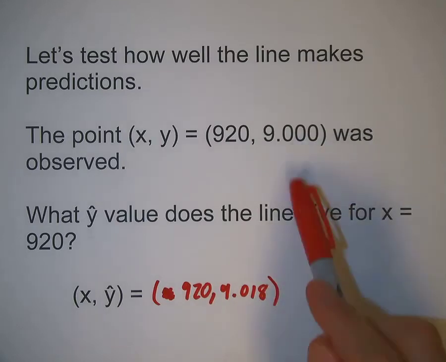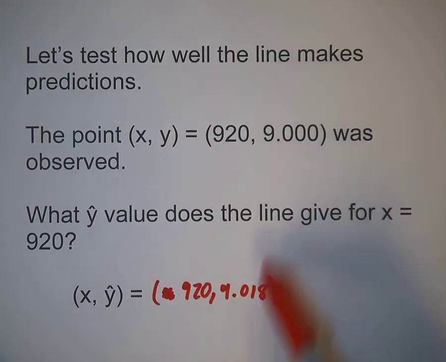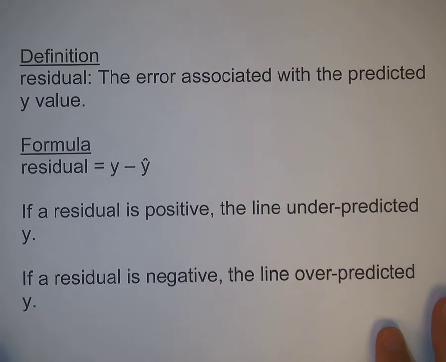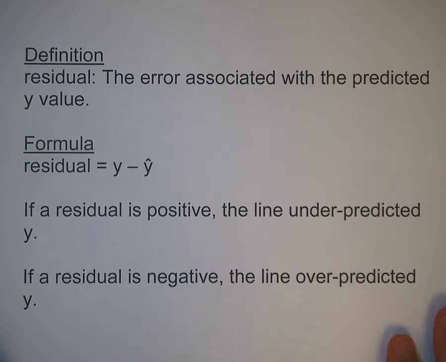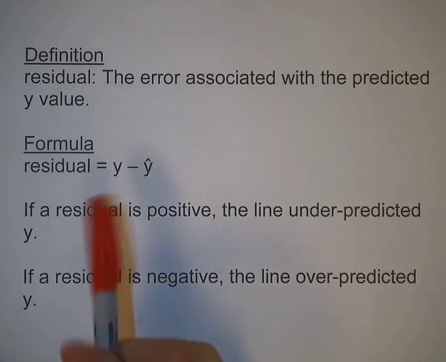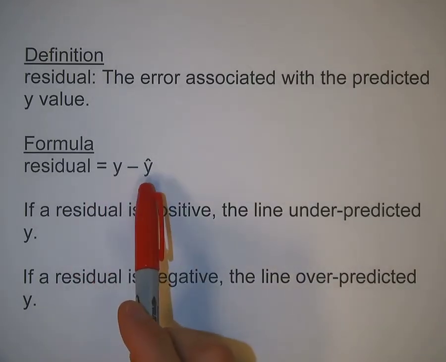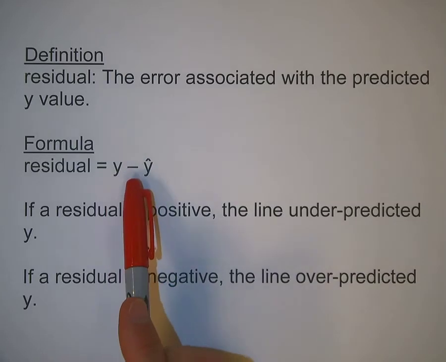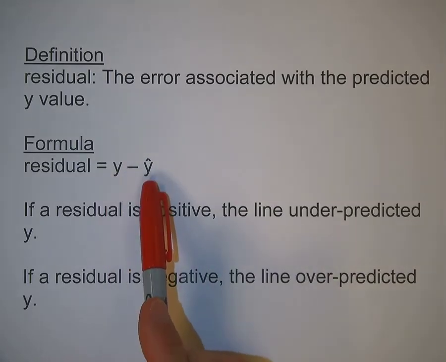So I can see that my prediction is pretty accurate. It was off by a little bit, but not by a lot, a difference of about 0.018 degrees Celsius. This error is called the residual. The residual is the error associated with a predicted y value. The formula is y minus y hat, so your residual equals y minus y hat: the observed y value minus the predicted y value.